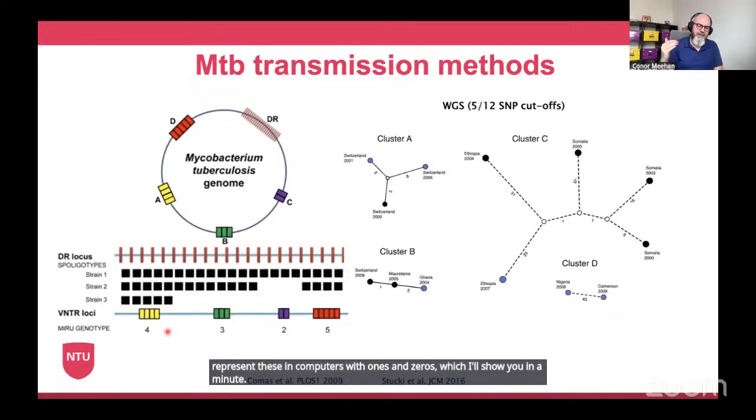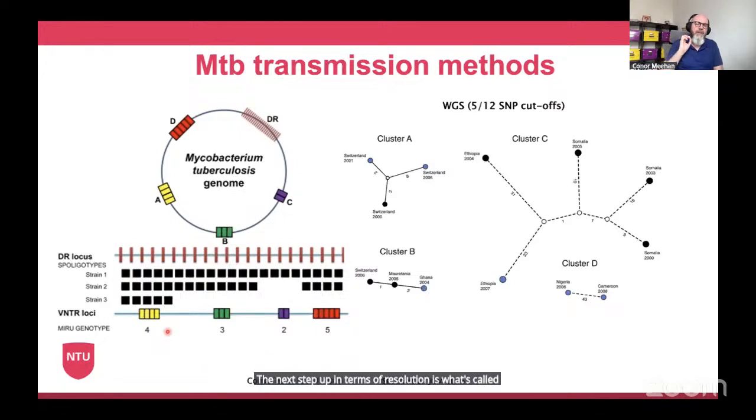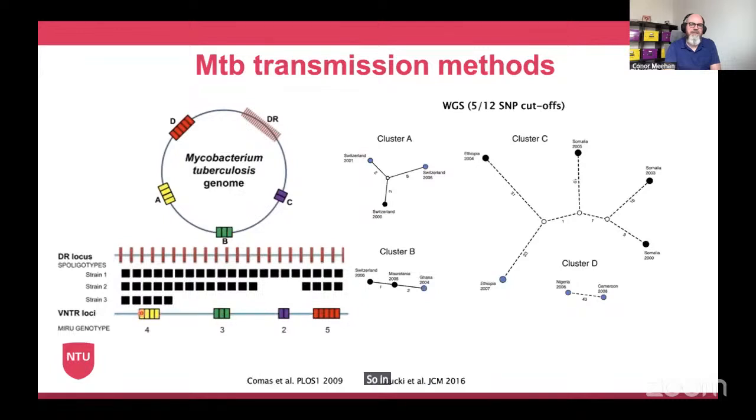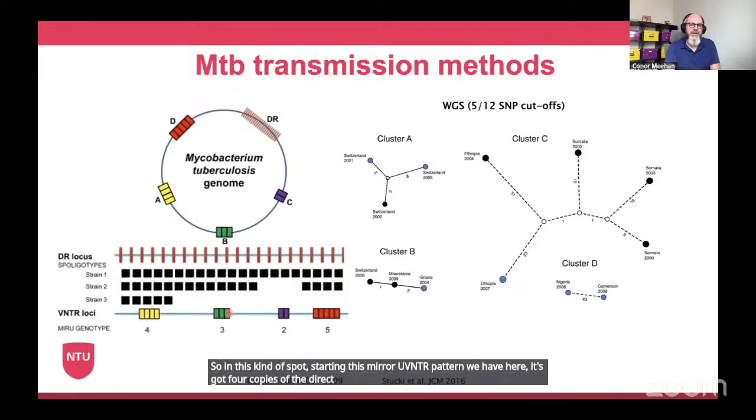The next step up in terms of resolution is what's called MIRU-VNTR, Mycobacterial interspersed repetitive units variable number tandem repeats. It's similar to the spoligotype in that it's repeated regions of DNA that are very close to each other, but there are regions spread around the whole genome that we use, and we normally use, I think, 22 of these spread around the genome. So in this MIRU-VNTR pattern we have here, it's got 4 copies of the direct repeat at this locus, 3 copies at this one, 2 at this one, and 5 at this one.